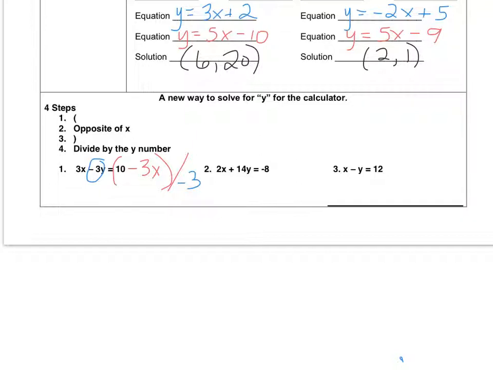First step is to do the right parenthesis. Then we're going to do the opposite of 2x. So the opposite of positive 2x is minus 2x. Then we do our left parenthesis. And our last step is to divide by the y number. Our y number is 14. That's all there is to it.